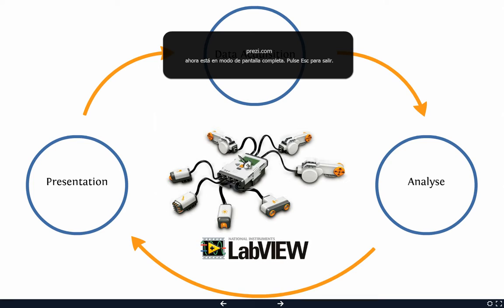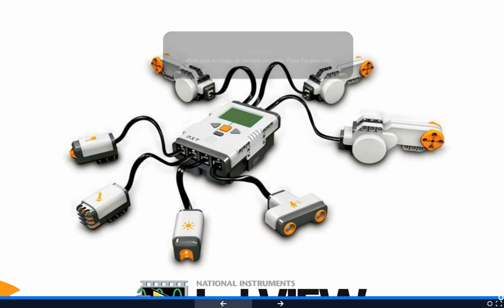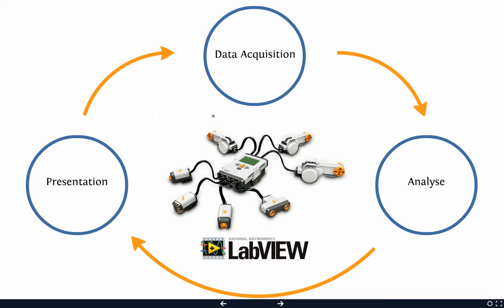Then this is a summary of the things that we can do with LabView. We can do data acquisition through the sensors. Okay, these are the sensors. For example, this is a Lego robot. These are the sensors. We can do presentation. For example, here we have a display where we can present the data. We can analyze through the software inside the robot, and then we can act upon the real world through, for example, these motors that we have here.